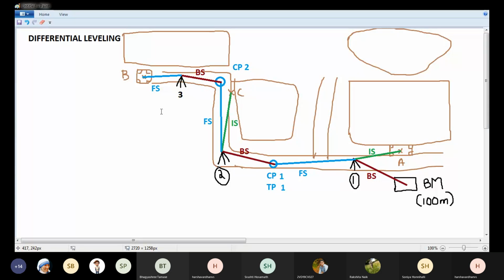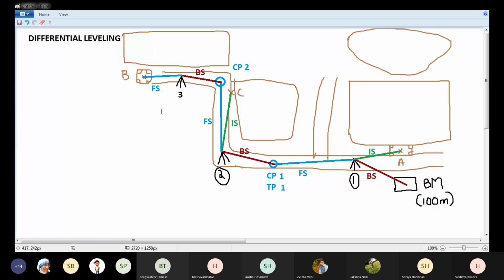So this is an example of differential leveling, where the 2 points between which I want to find the elevation are far from each other and they are not intervisible. You cannot set the instrument in between those points and see both points from a single point. So I hope you have understood what is simple leveling and what is differential leveling.